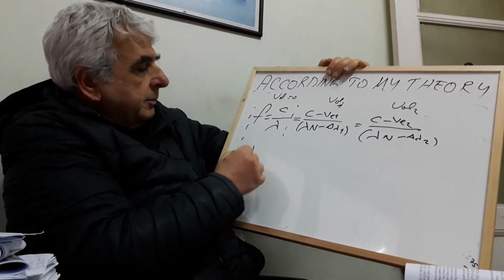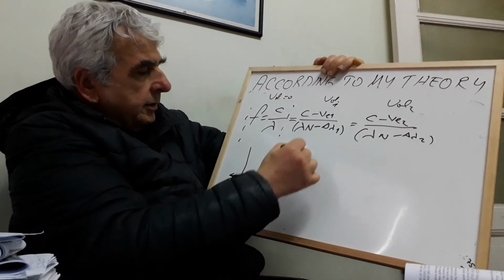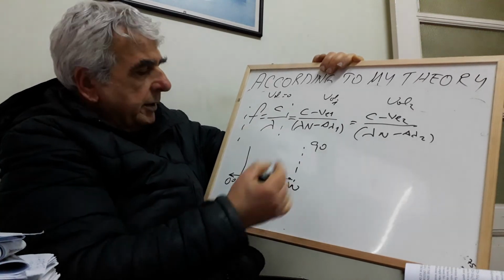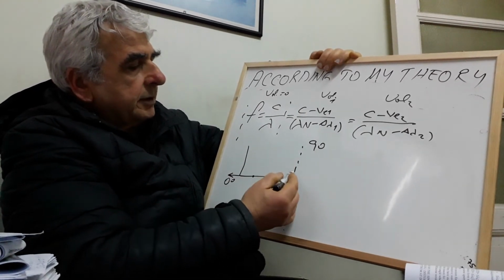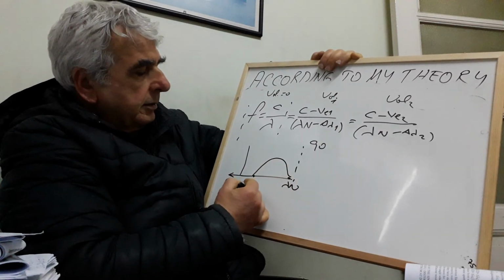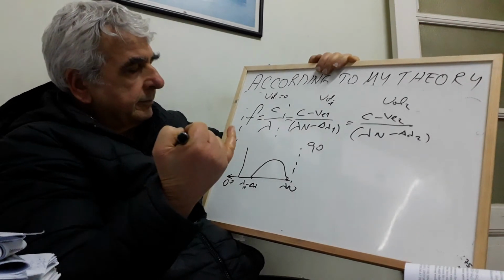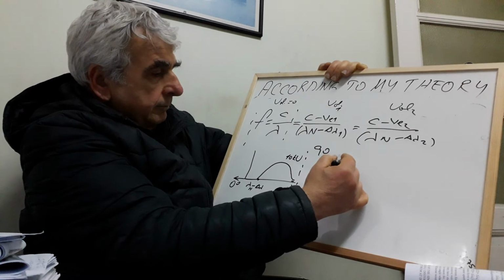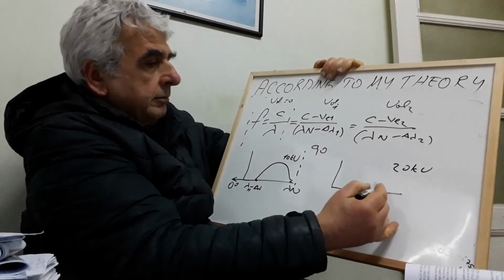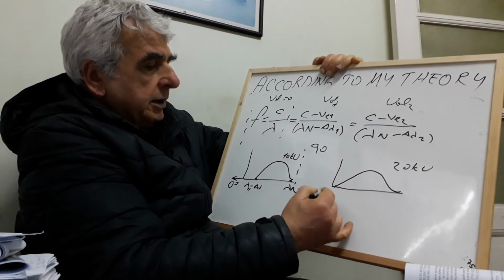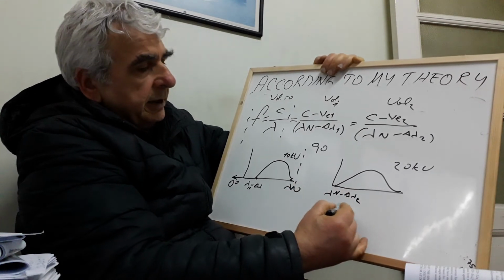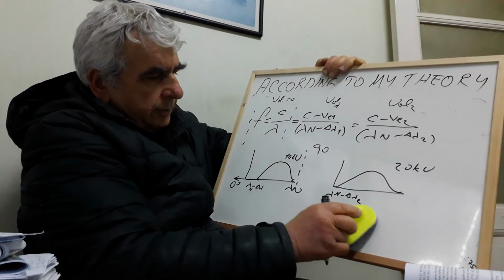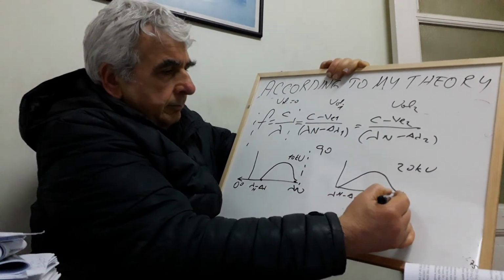Okay. Remember, this is 0 degree, 90 degree, lambda n. Say lambda n, here we apply some quantity of voltage and get lambda n minus delta lambda. If voltage 1 is 10 keV here and voltage 2 is 20 keV here, we get a smaller wavelength, lambda n minus delta lambda, because delta lambda will go up. Don't confuse.